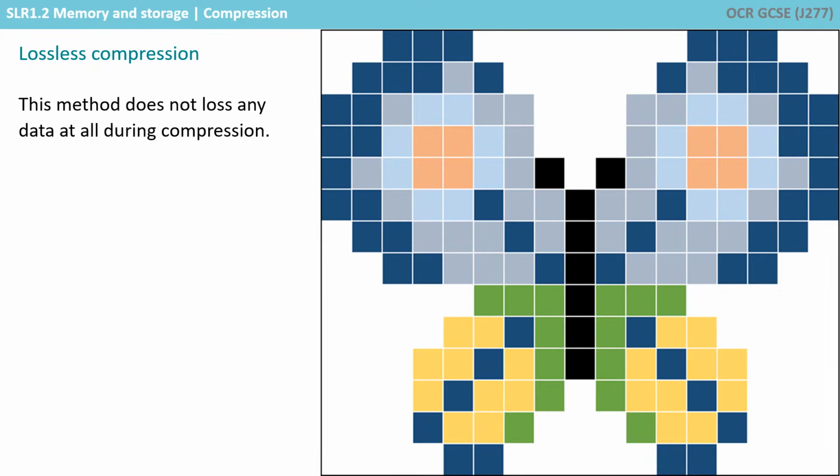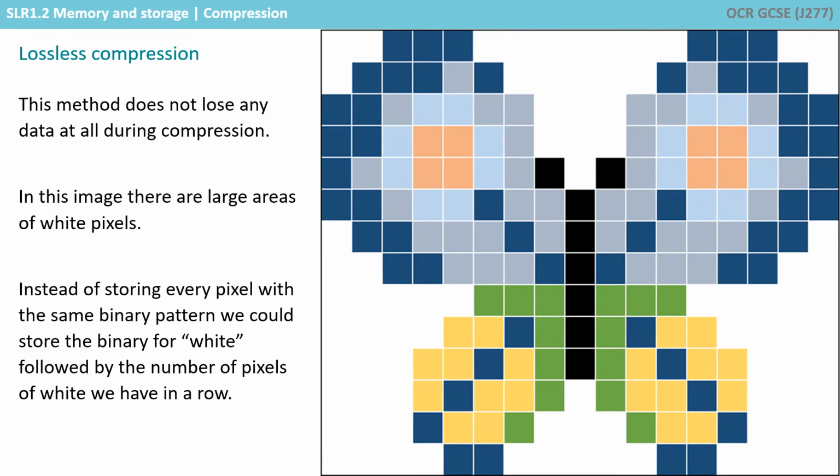Another approach is not to lose any data at all. This is known as lossless compression, and it uses completely different algorithms. For example, in our original image of a butterfly, we can see that there are large areas of white pixels. Instead of storing every pixel with the same binary pattern, we could encode our data differently. Perhaps by storing the binary for the colour white and then the number of white pixels in a row before the colour changes.